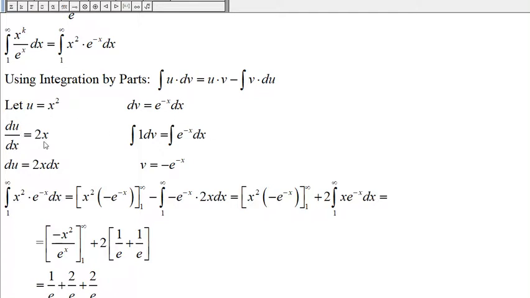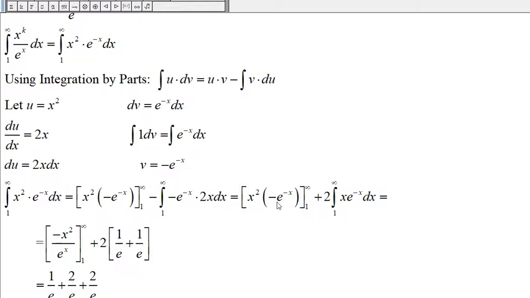du/dx will be 2x. And so du will be 2x dx. This is the same as 1 dv, and we did this earlier. And so v will be just negative e to the negative x. And so now we'll get uv minus the integral of v du. So this is u, this is v, minus, and this is v, and this is du.